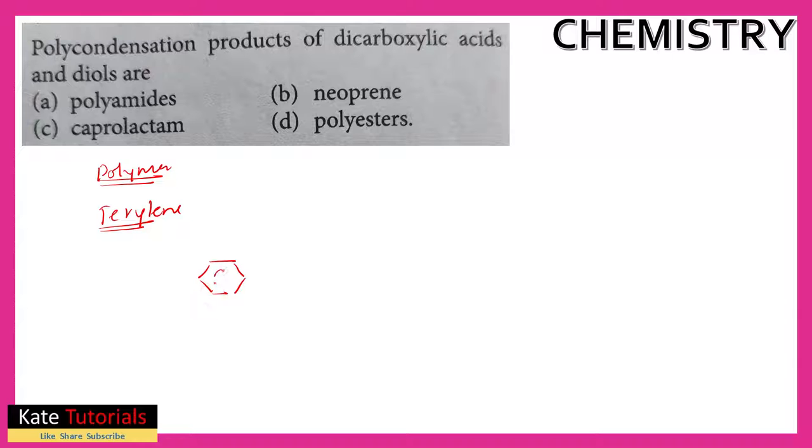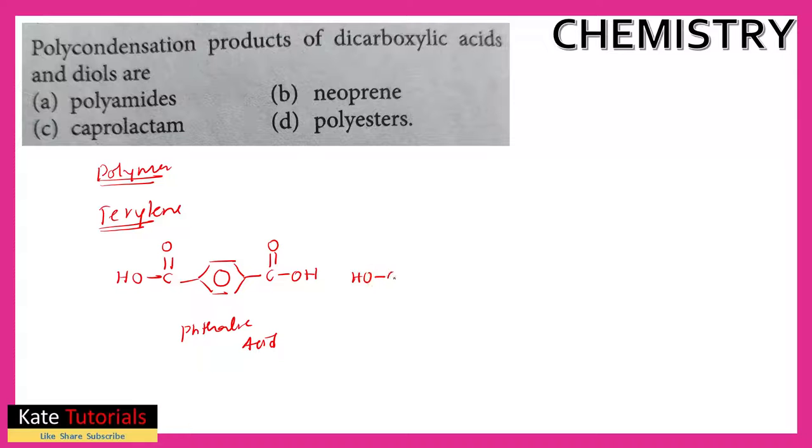Dicarboxylic acid means there is a benzene ring. Here I have a carboxylic acid group, COOH. Right, carboxylic acid, benzoic acid. If at the para position also I have a carboxylic acid, COOH, that we call phthalic acid. Right, phthalic acid.